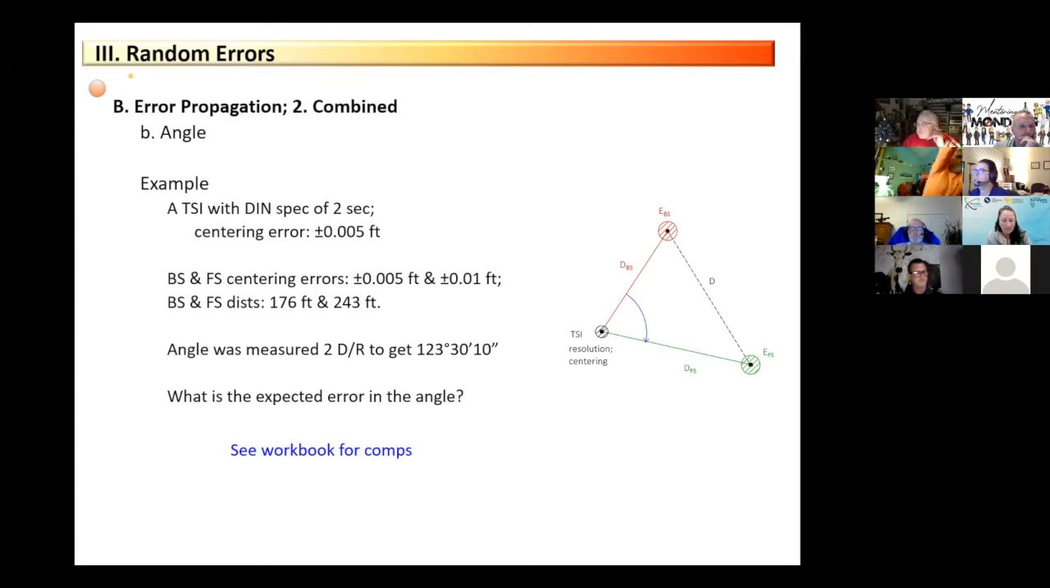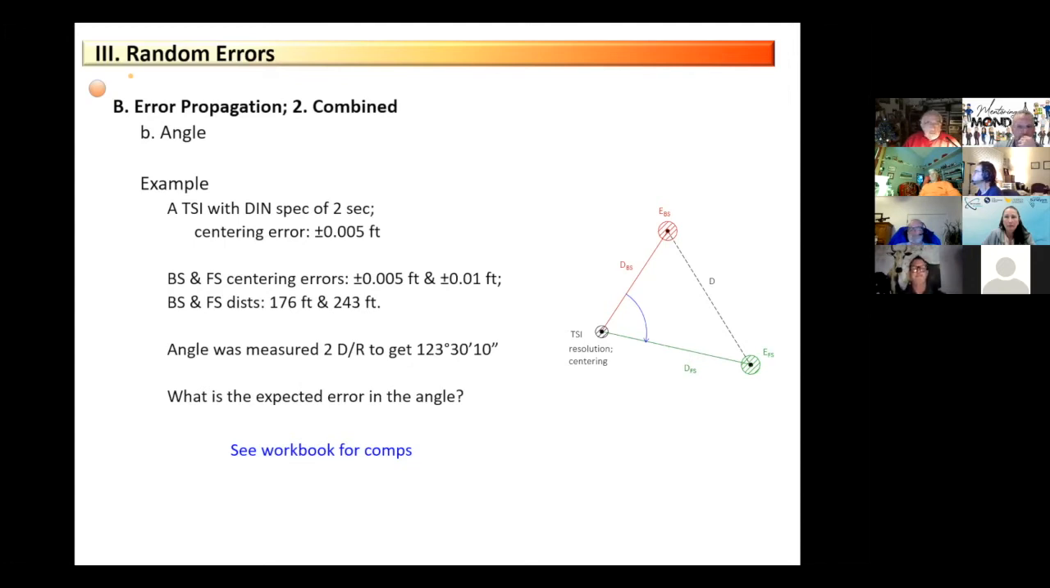So again, turning to my spreadsheet, say we've got a total station with a DIN spec of 2 seconds, centering error of 0.05 feet that we can set up over the point. Backside and foresight centering errors, let's say for the backside, we've got 0.005 feet here because we've got it set up on a tripod. Over here, we've got maybe a handheld prism or handheld prism pole. We've got these respective distances, and the angle is measured 2 direct and 2 reverse to get 123 degrees, 30 minutes and 10 seconds. So what's the expected error in that angle?